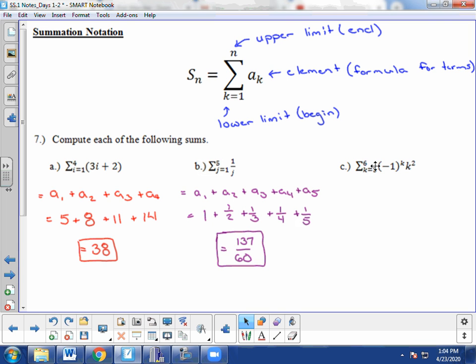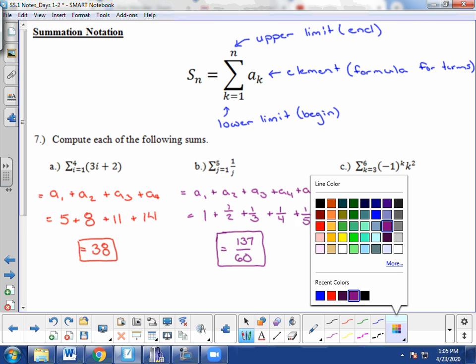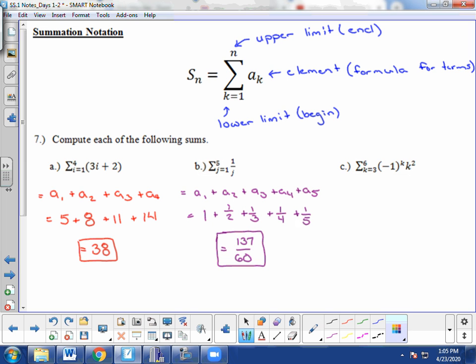C is a little bit different because for the first time the series does not begin at 1. This has a lower limit of 3. So when I'm computing the summation in C, I'm going to have a sub 3 as my starting location. So I'm going to have a sub 3, a sub 4, a sub 5, and then a sub 6 is my ending location. Not all summations begin at 1. It's common that they do, but sometimes they don't. So in this case, it's going to start at 3 and end at 6.